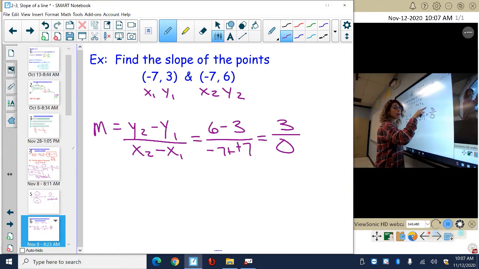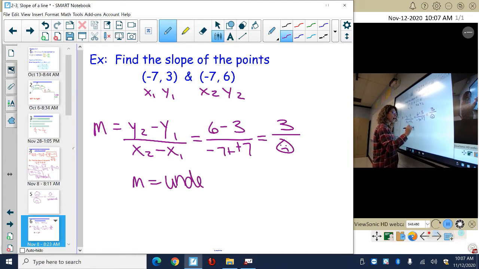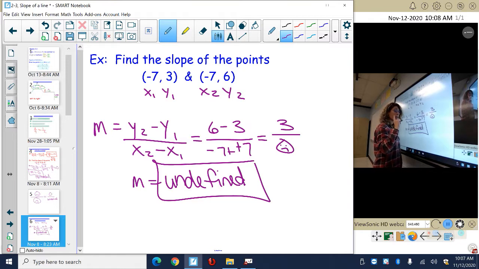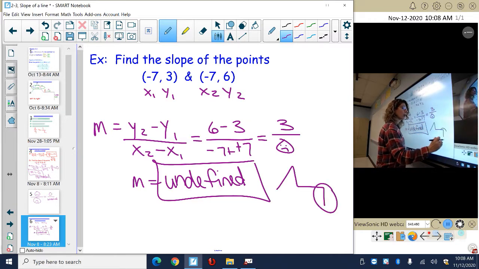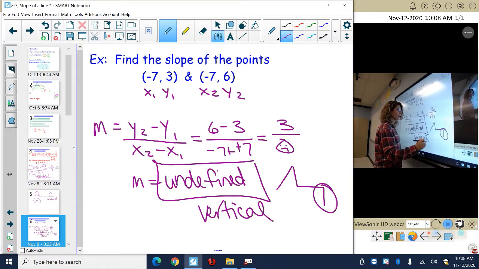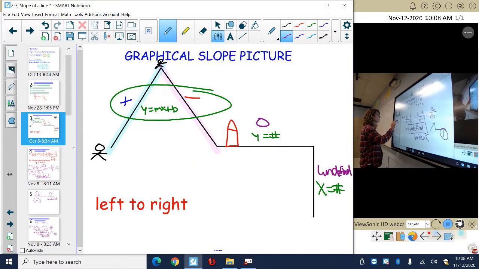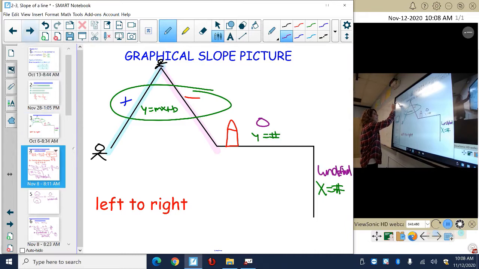I have 3 pizzas divided among 0 friends. Well, is that even possible? 0 in the bottom is sad, so therefore my slope is undefined. Do you know what this looks like? It's right there, so this is a vertical line. A vertical line. Okay? Next.